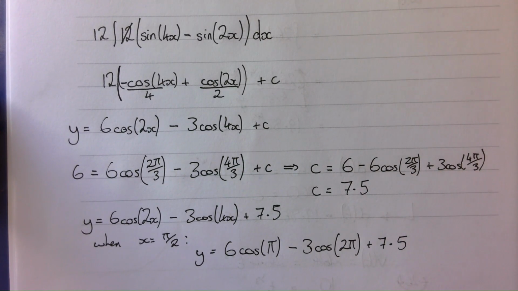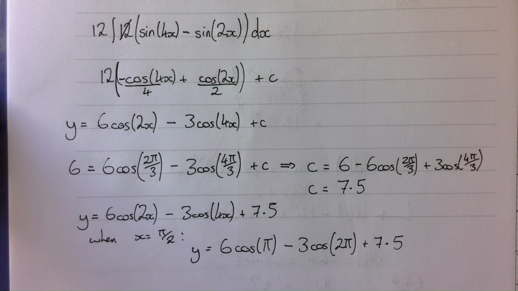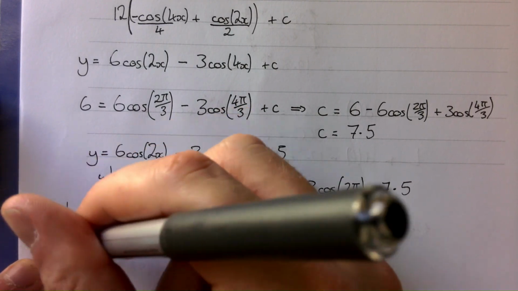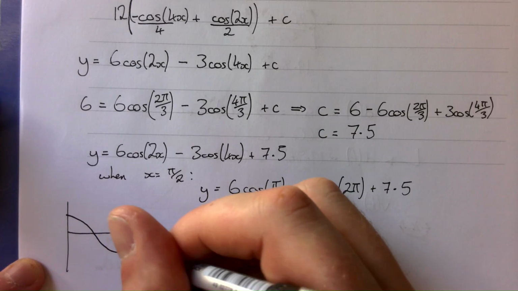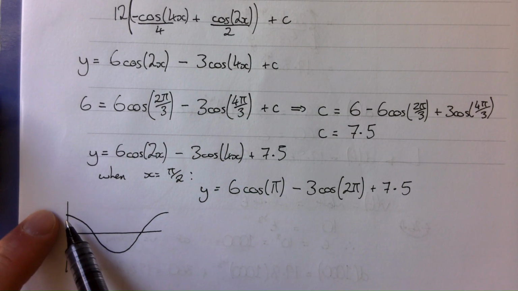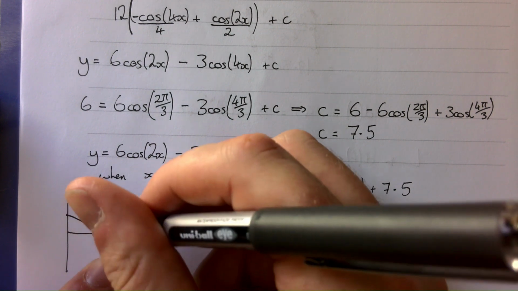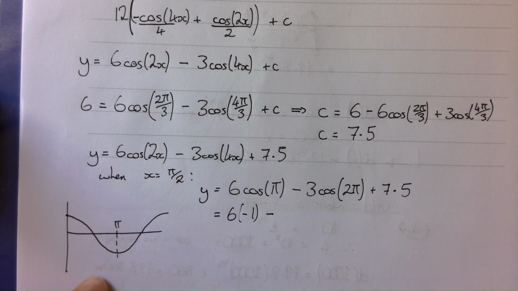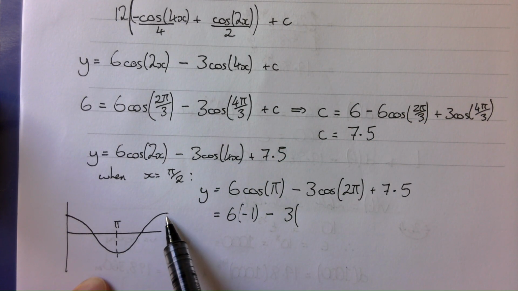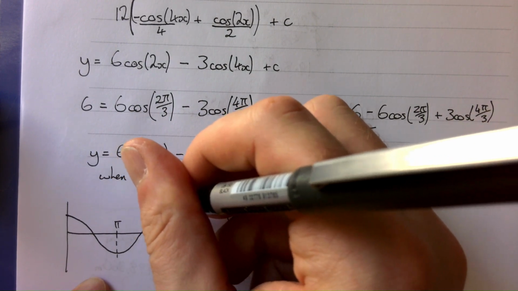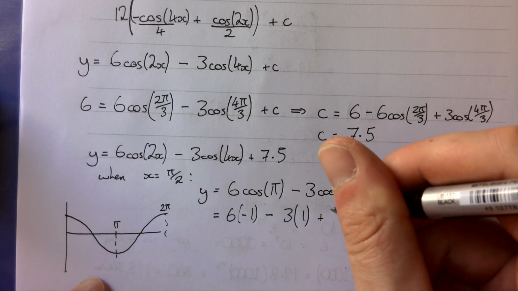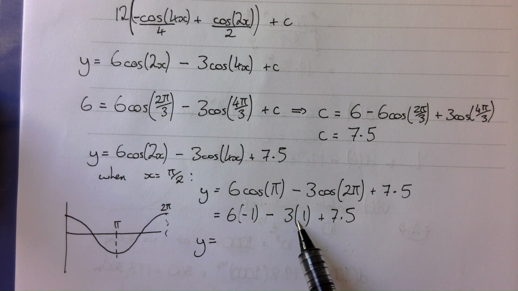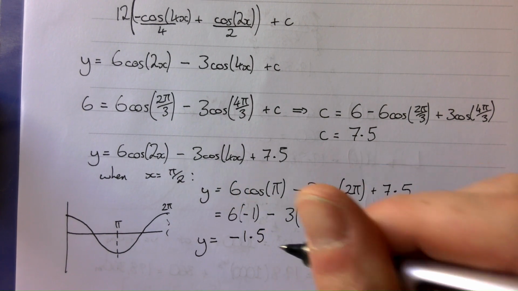plus 7.5. Now if you remember your cosine graphs, it's good little practice for you here. You can do this in the calculator if you want, don't need to. From your cosine graph, we have that at 0, cosine is equal to 1, therefore at pi, cosine is equal to minus 1. So it's 6 lots of minus 1 minus 3 lots of at 2 pi, now it's plus 1 again. So we have 3 lots of 1 plus 7.5. Therefore, y is equal to minus 6 minus 3, which comes to minus 9, plus 7.5 is minus 1.5.